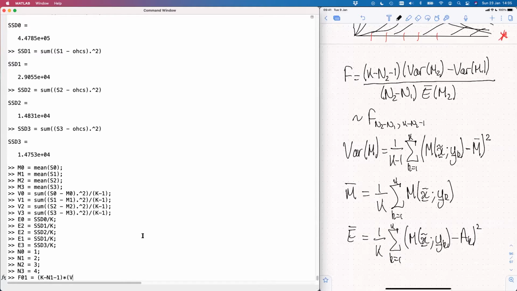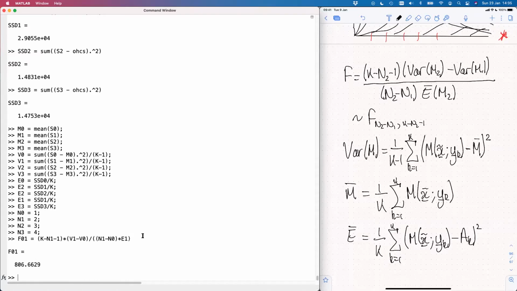So that's more complex model variance minus less complex model variance, V1 minus V0. And then divided by the difference in the numbers of parameters of our two models, more complex minus less complex, times E bar of our more complex model. So that would be E1. Okay, and that is our F statistic. So it gives us a value of 806.